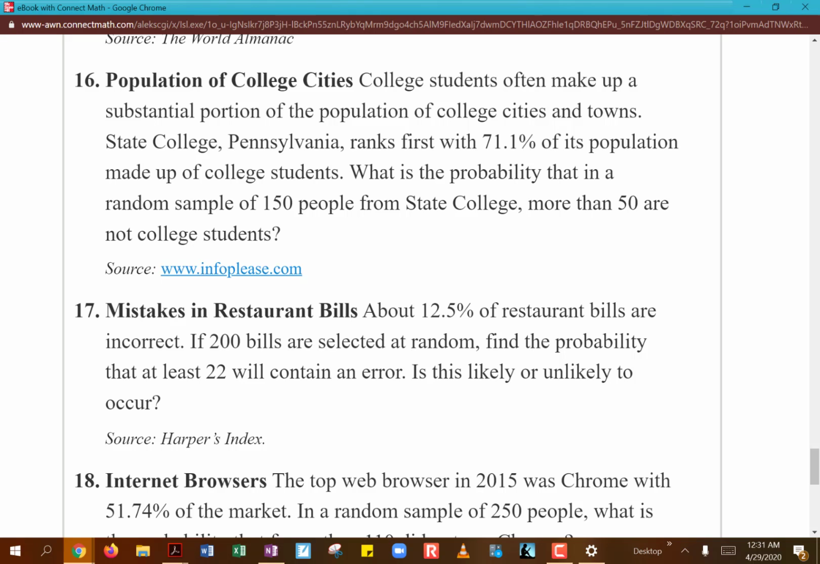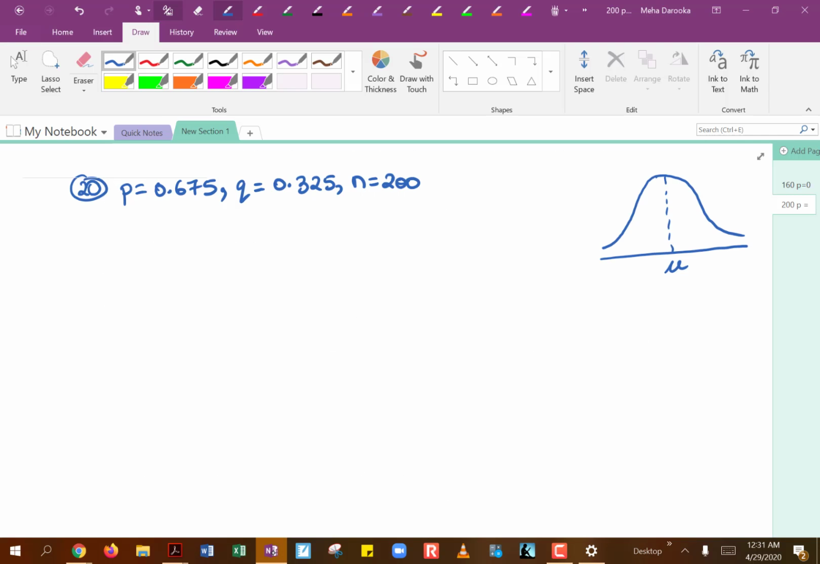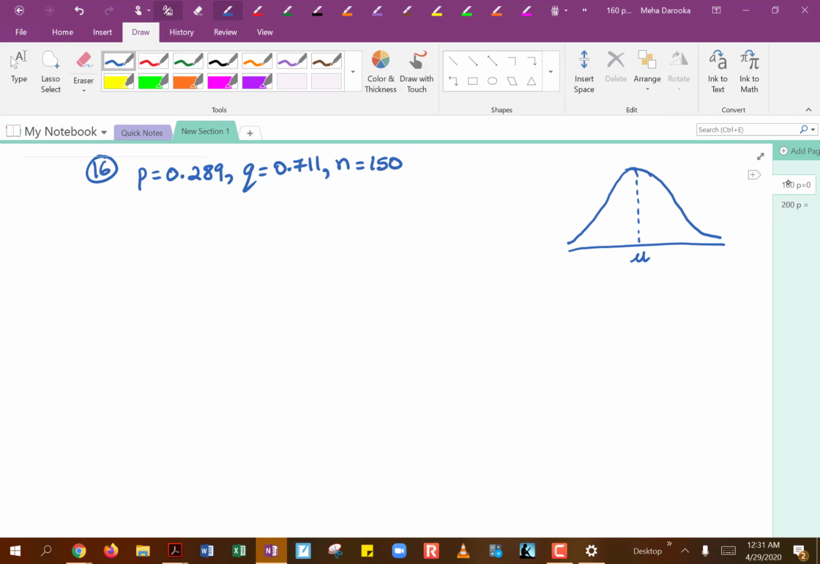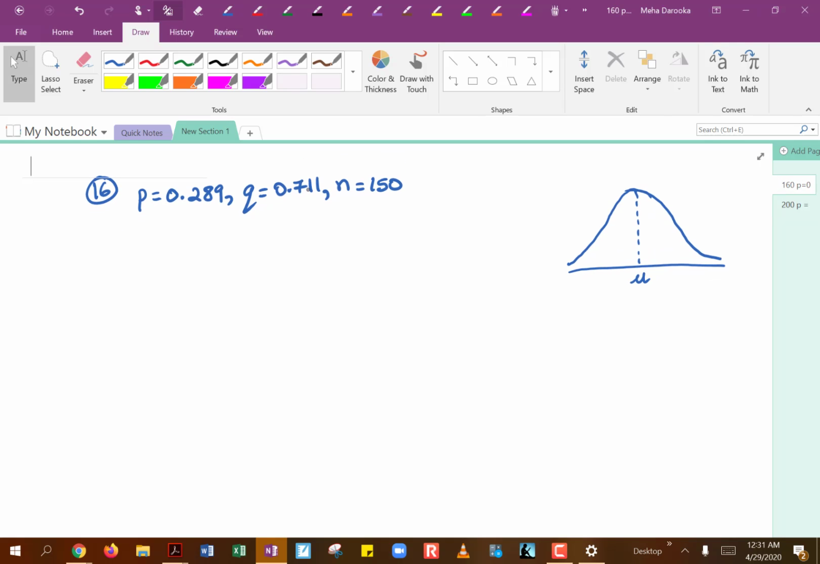So if you look at that calculation, that 71.1% becomes your Q probability, and the P probability over here was basically 1 minus Q, so that was 1 minus 0.711, and that's how we came up with 0.289. Now they're telling us we are randomly selecting a group of 150 people.